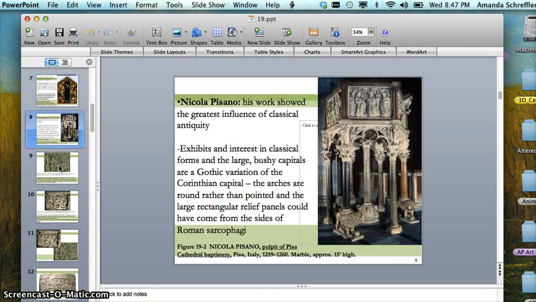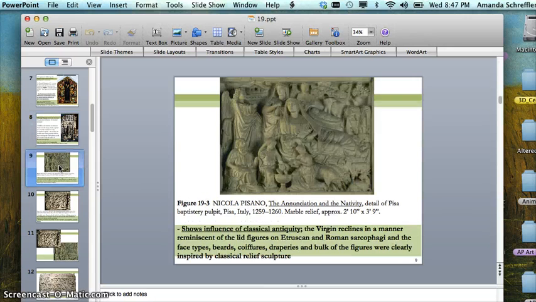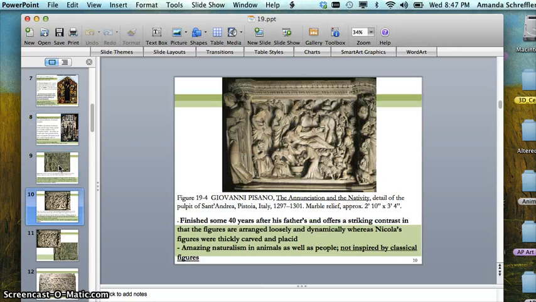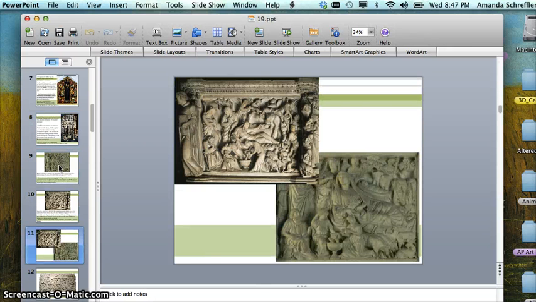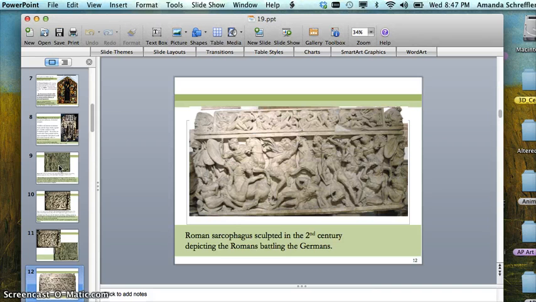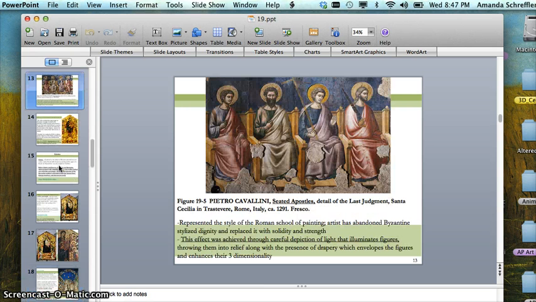Okay, moving along. We talked about Nicola Pisano and his son Giovanni Pisano, and the differences between their two artworks. So think about what we discussed, the influence of classical art here, the influence of Rome. In one of them, do you remember which one that was? Hopefully you do. And then I showed you this Roman sarcophagus as a little comparison back to the 2nd century there.